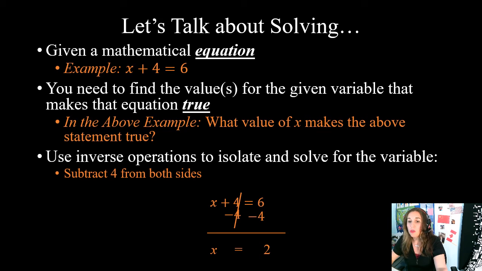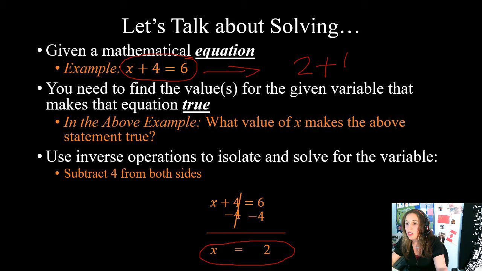4 minus 4 is just 0, which leaves us with x equals 2 because 6 minus 4 is 2. So we've now solved and found the one value for the variable x that will make this equation true. And we can even check: if we plug in 2 for x, that would give us 2 plus 4. And does that equal 6? It sure does. So we have solved for the value of x that will make that relationship of equality hold. It will make the left side equal to the right side. Okay, so now let's jump in and do some examples.